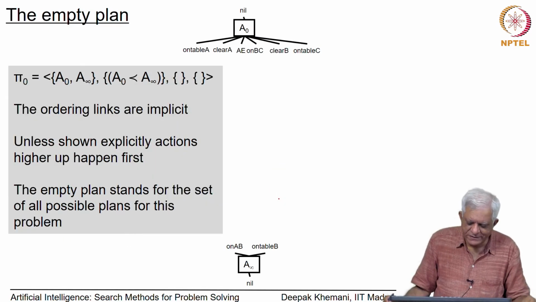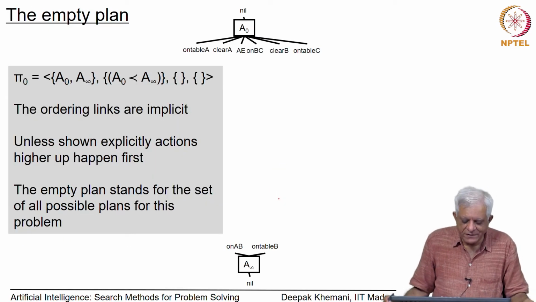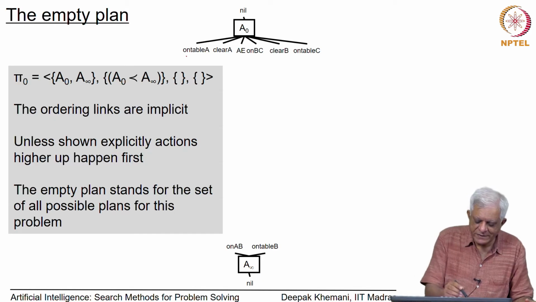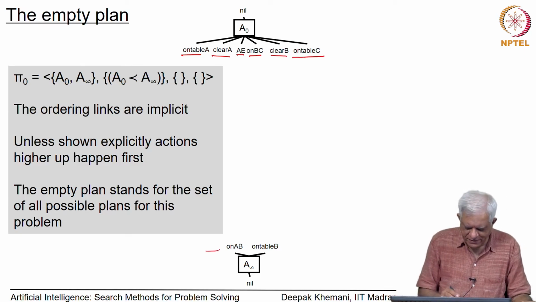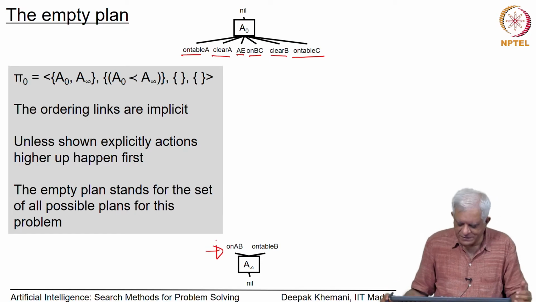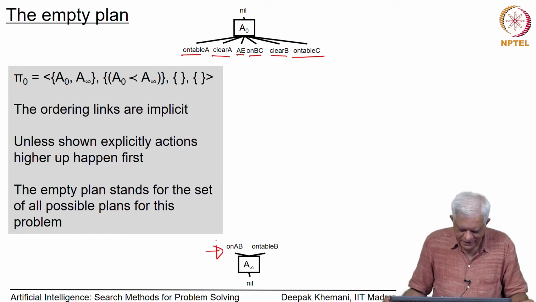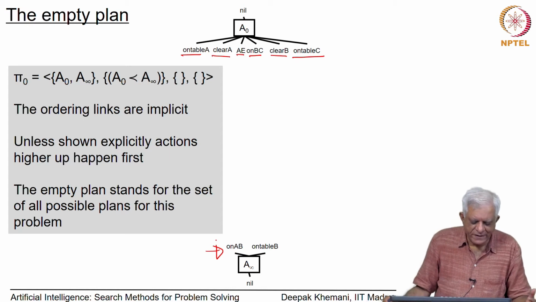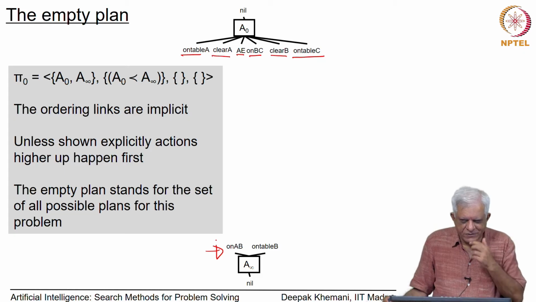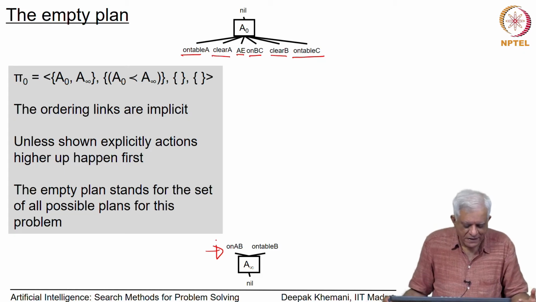So, this is a starting plan that we begin with. As you can see, the start predicates are the effects of the start action A 0, and the goal predicates have been consumed by or will be consumed by the last action A infinity. The plan, as we said before, is A 0, A infinity, an ordering link which we are not showing here, just so that the diagram does not get cluttered up.